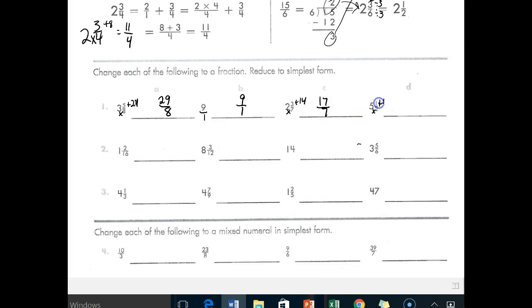5 times 2, which is 10, you get 11 over 2. 4 times 3, which is 12, you get 13 over 3. 4 times 9, which is 36, and you get 43 over 9. 1 times 5, which is 5, you get 7 over 5. And 47, remember it's a whole number, so you can just put it over 1.